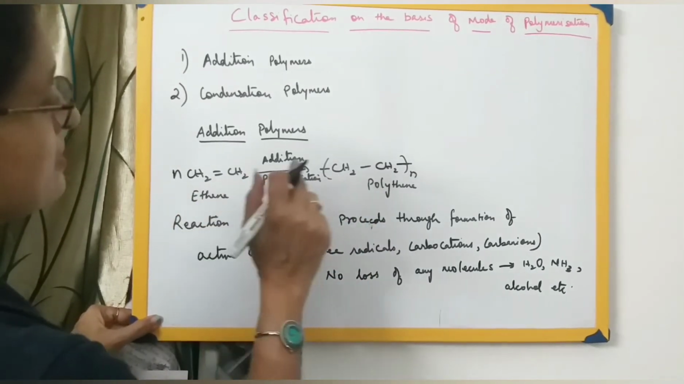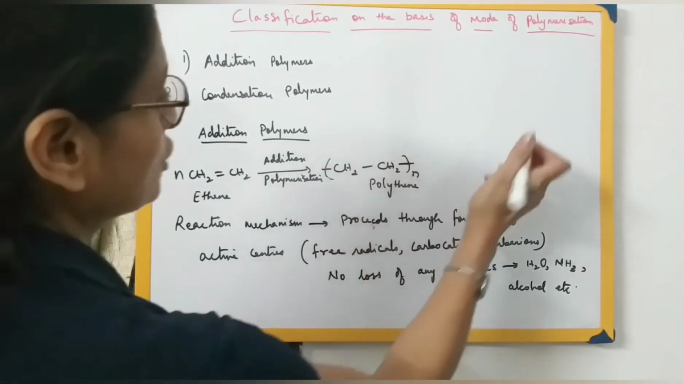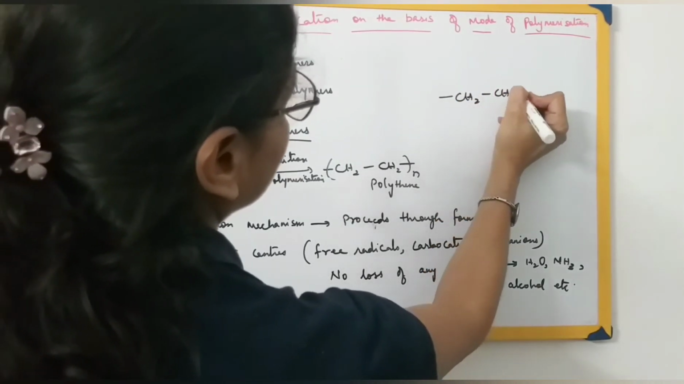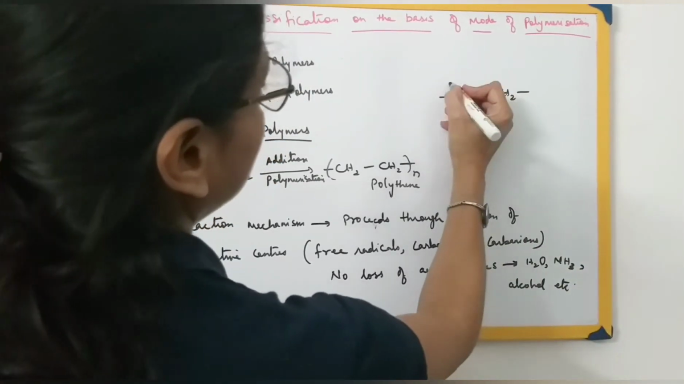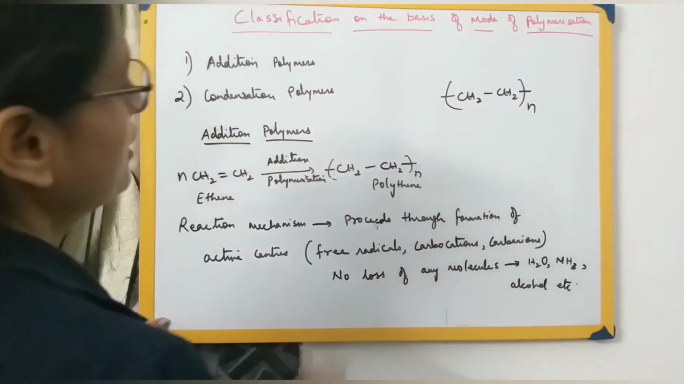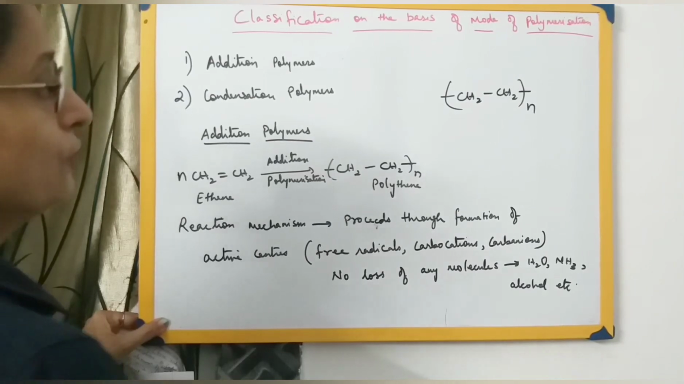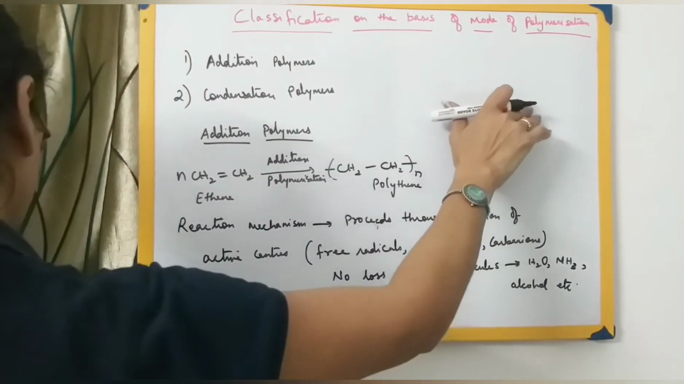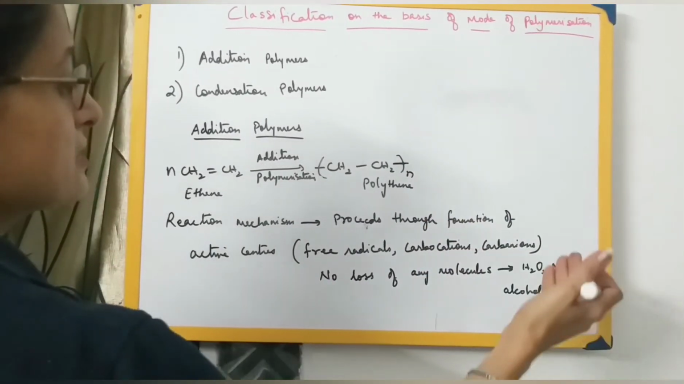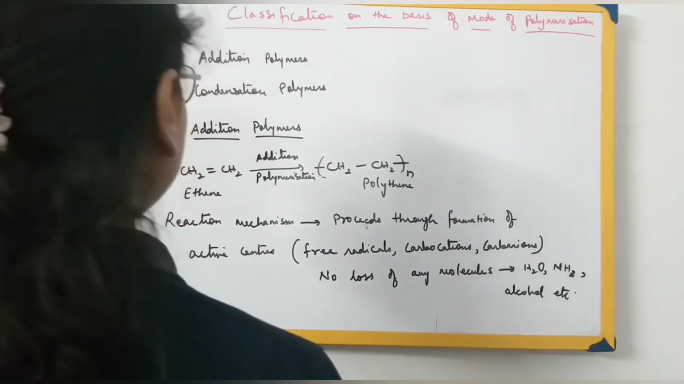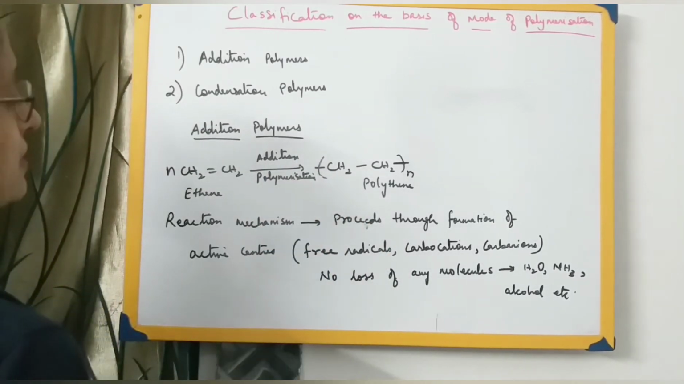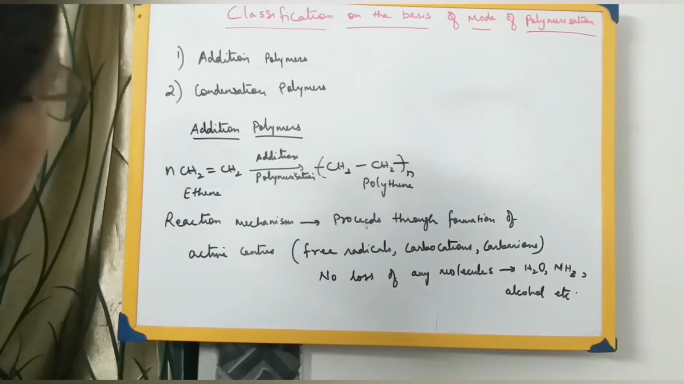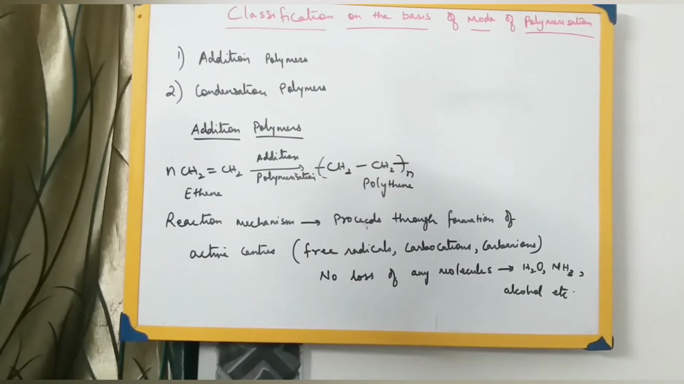This is the monomer, and if you are not putting a bracket here, simply writing it this way, this is a repeat unit. This repeat unit n number of times gives rise to polythene. So the repeat unit is the same as the monomer unit. There is no loss of any molecules, such as a water molecule or ammonia molecule. Simply addition is taking place, and this polymerization reaction we call addition polymerization. So obviously the polymers formed this way are called addition polymers.